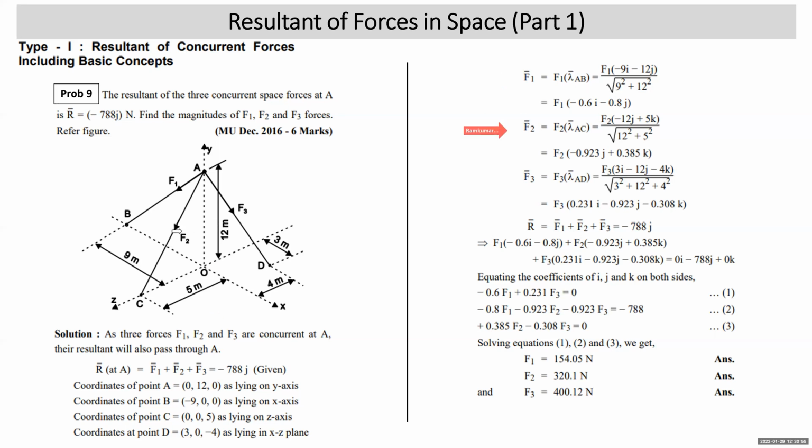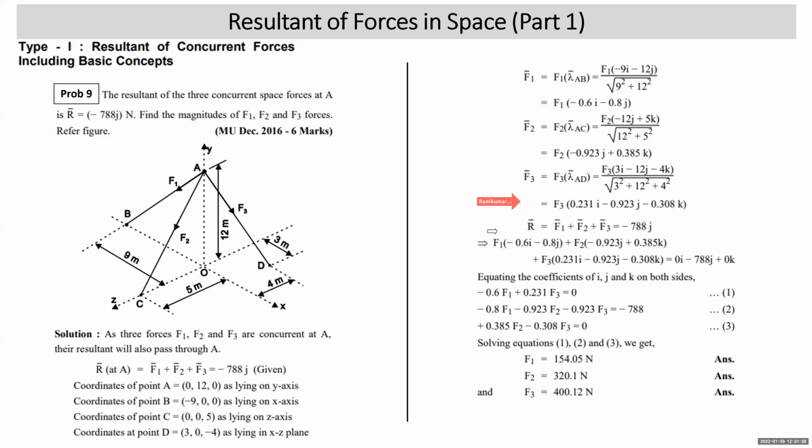F2. F2 bar is equal to F2, its magnitude, into lambda AC. AC means what? C minus A. So 0 minus 0, 0I; 0 minus 12, minus 12J; 5 minus 0, plus 5K. Minus 12J plus 5K divided by its mod, you get force F2 in vectorial form. Then F3. F3 bar is F3 into lambda AD. AD means what? D minus A. So D minus A is 3 minus 0, 3I; 0 minus 12, minus 12J; minus 4 minus 0, minus 4K. Divide by its mod, you get the force in vector form.